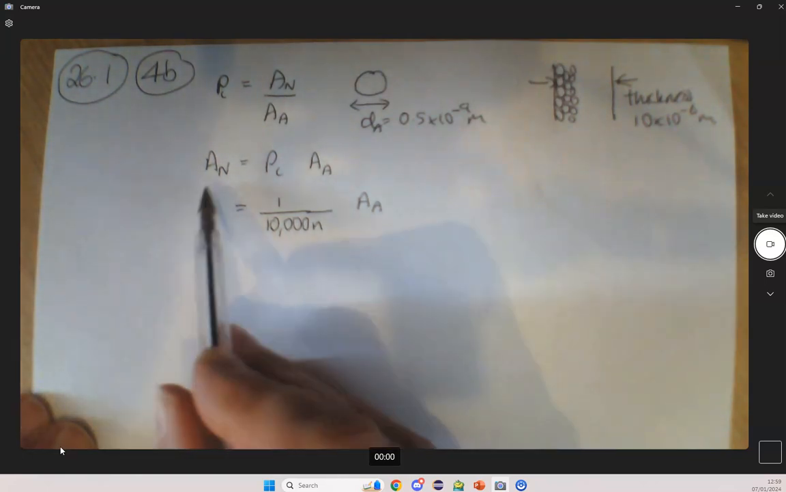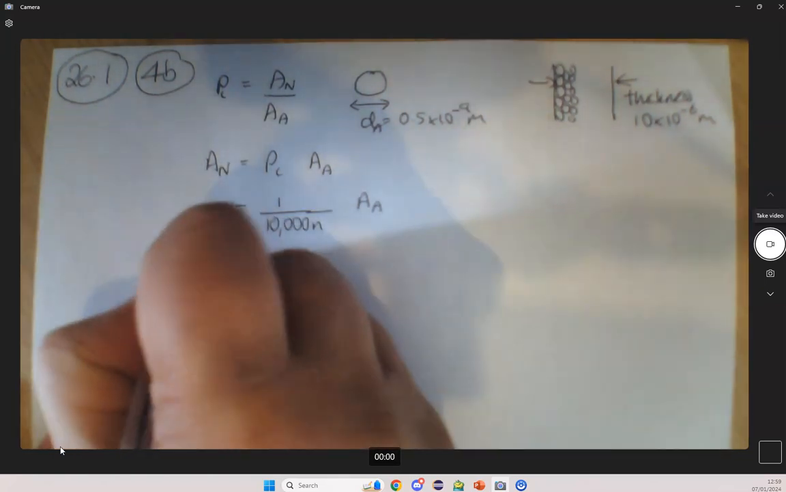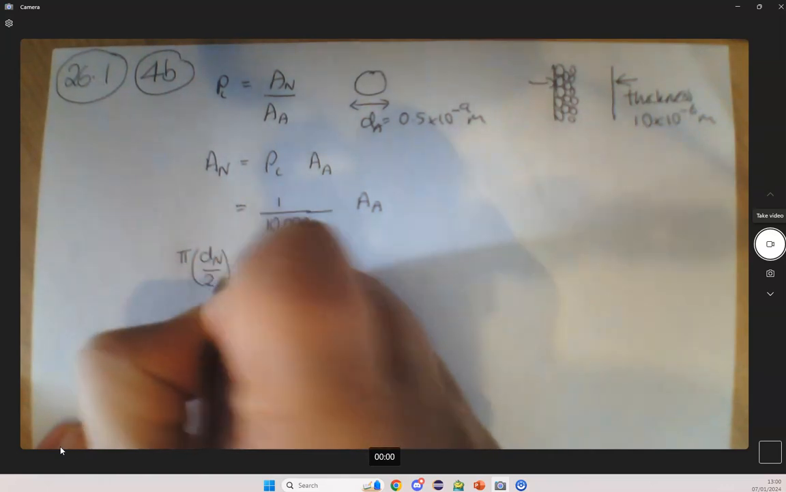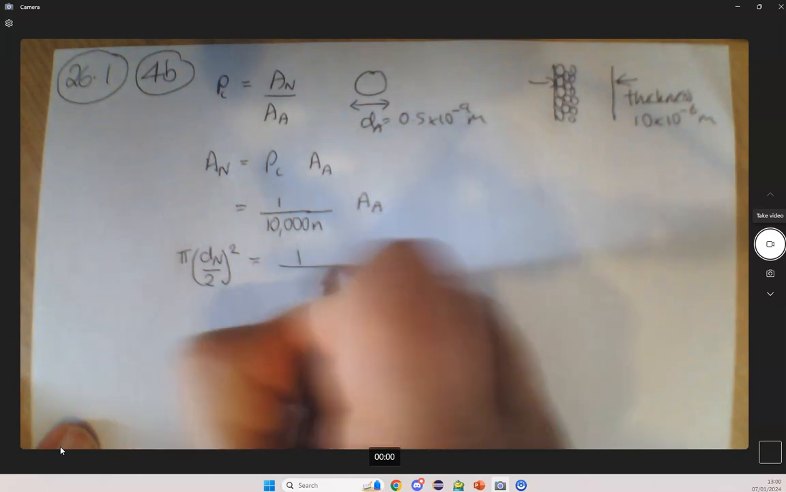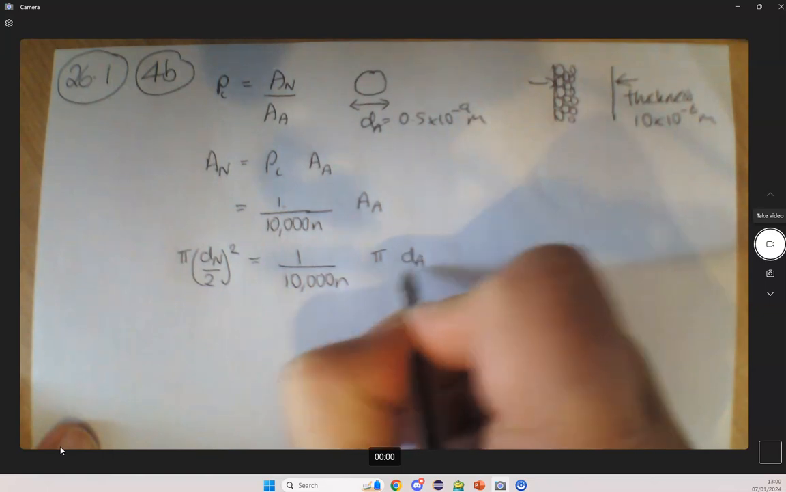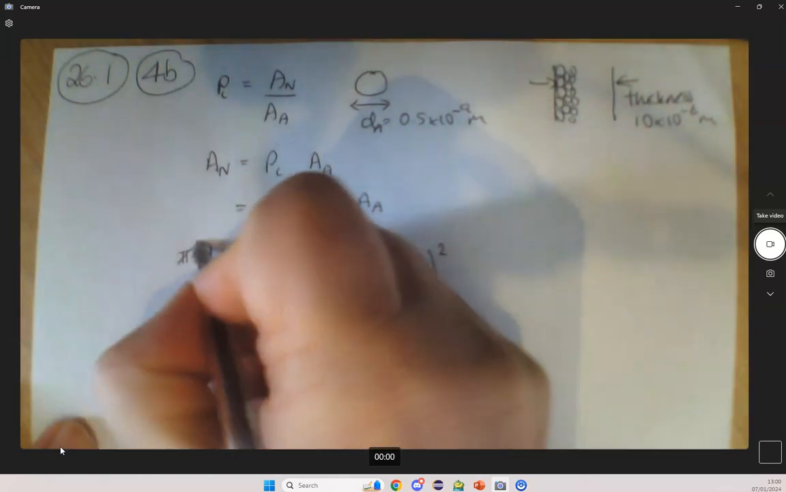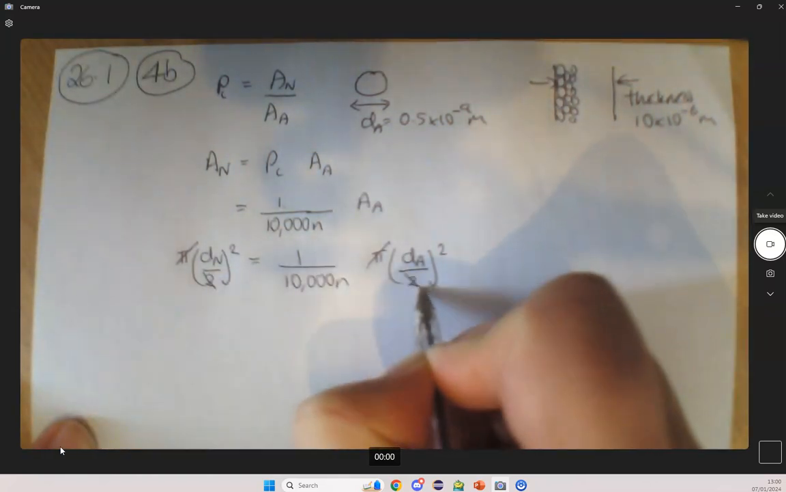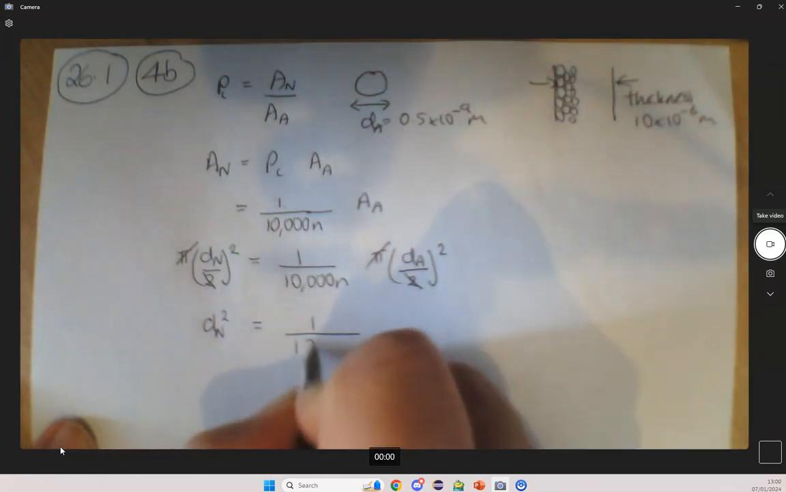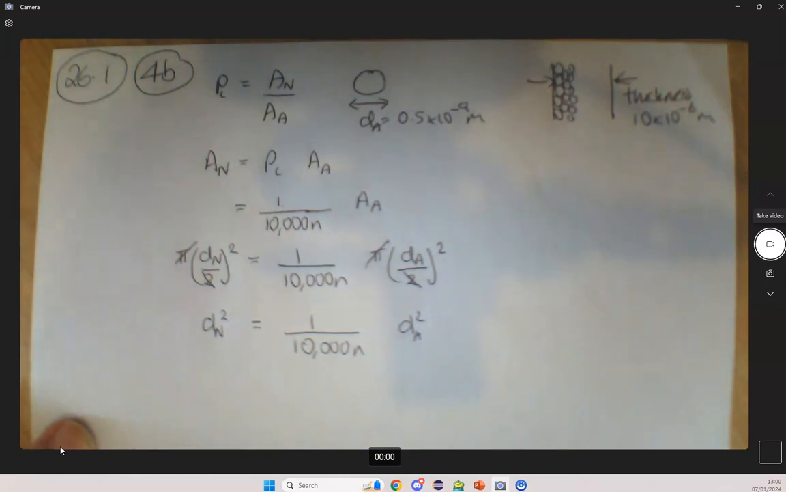I can simplify this a little bit more. My area of the nucleus is pi, diameter of the nucleus over 2, squared, because it's pi r squared. That is equal to 1 upon 10,000 n, times pi, diameter of the atom divided by 2, squared. I can simplify that equation down, since the pi's cancel and the divide by 2's cancel. So I get the diameter of the nucleus squared is 1 upon 10,000 n, times the diameter of the atom squared.